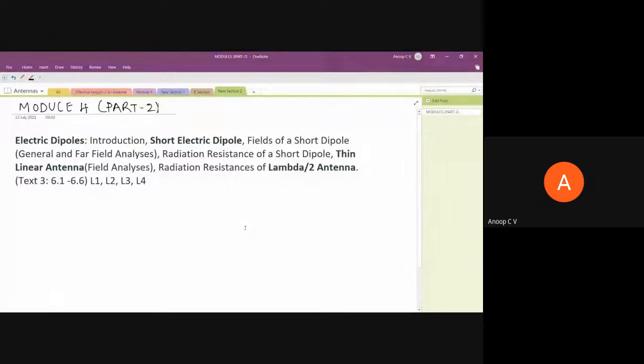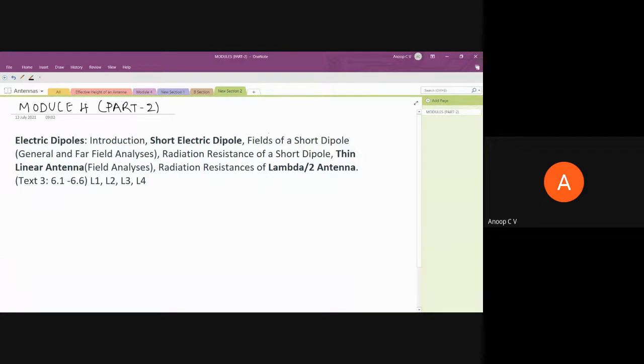We were discussing arrays of point sources, both isotropic and non-isotropic point sources, like pattern multiplication. Then we generalized the case to arrays of n isotropic point sources, or uniform linear arrays. That's what we had seen in the last class, and in the previous class we saw some of the applications of antenna arrays in modern wireless communication systems, namely 5G, 6G, and so on. So we discussed MIMO, beamforming, all those topics.